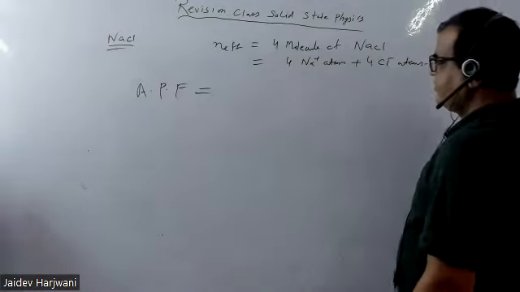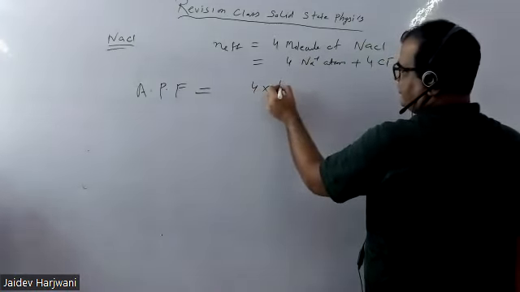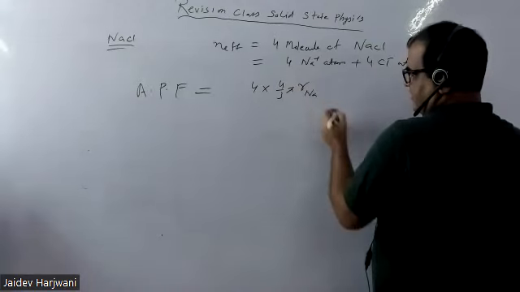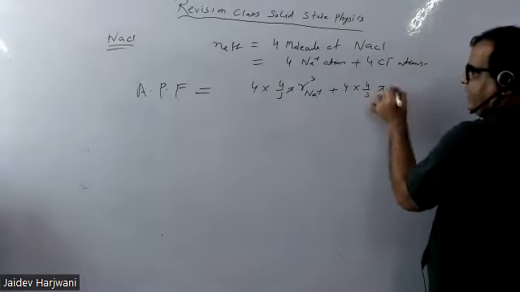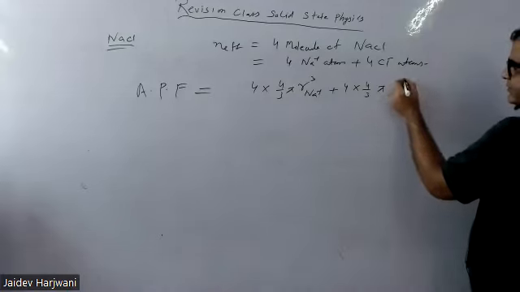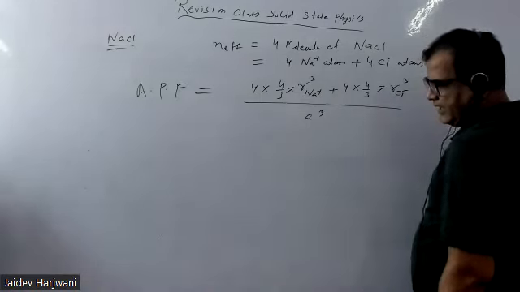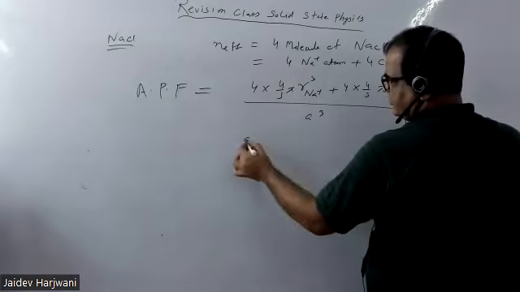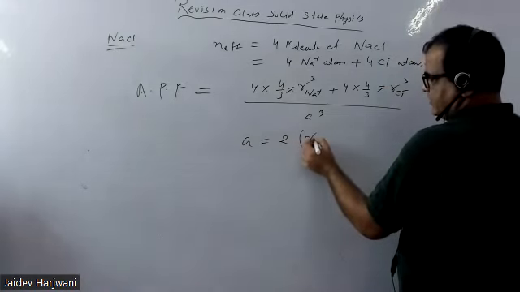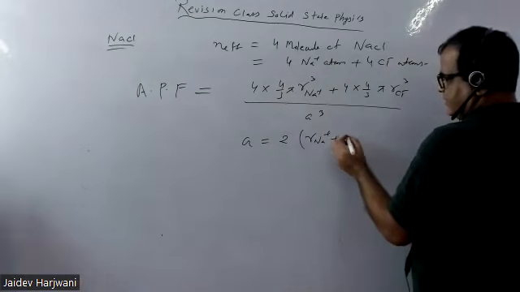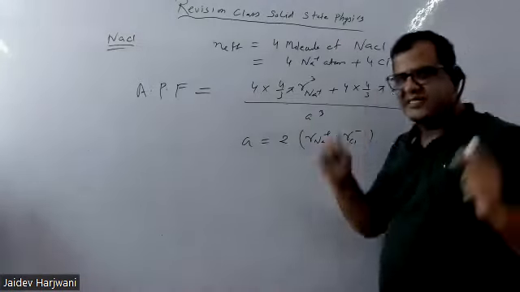Okay, so if you want to now calculate the packing efficiency, what will you write? You write 4 into 4 by 3 pi r, radius of sodium atom cubed, plus 4 into 4 by 3 pi r, radius of chlorine atom cubed, and divide by a cube. And for the NaCl crystal, you know the relation between a and r is equal to 2. What is the relation? Tell me. r Na plus, r Cl minus. Okay, because now you have atoms at the edges also.